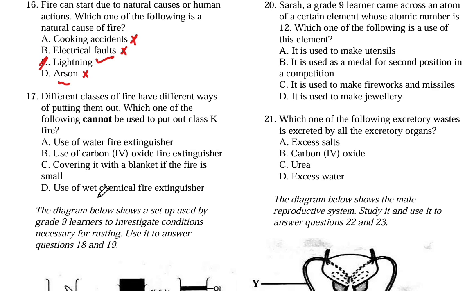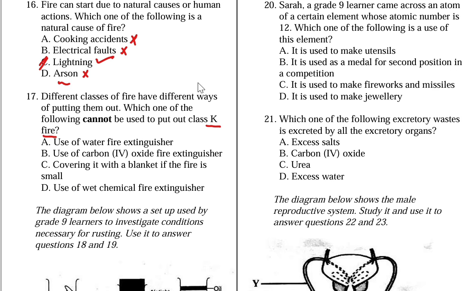Number 17. Different classes of fire have different ways of putting them out. Which one of the following cannot be used to put out class K fire? So you have A, use of water fire extinguisher. B, use of carbon dioxide fire extinguisher. C, covering it with a blanket if the fire is small. D, use of wet chemical fire extinguisher.